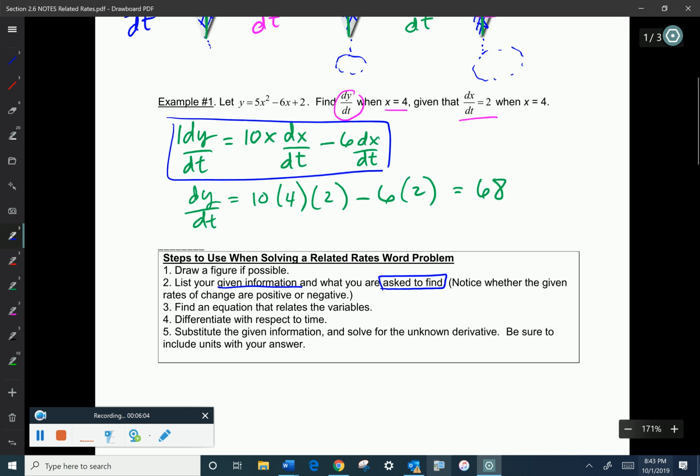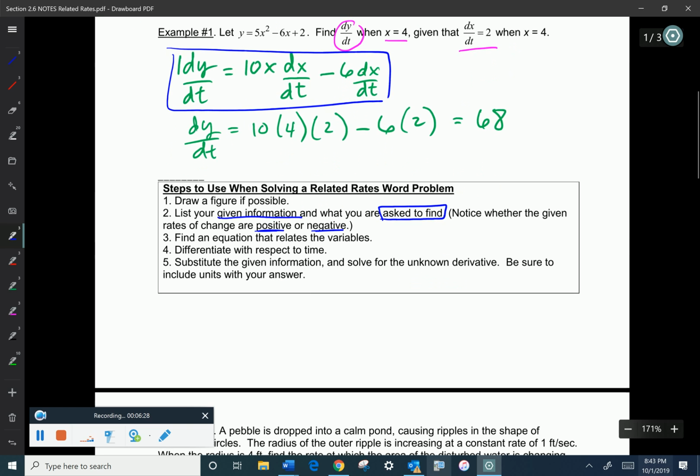So many people don't do that, and then they come to me and say, I don't know how to get started. Well, the reason you don't know how to get started is because you don't know what you're trying to find. That always tells you how to get started. Keep in mind whether or not your rates of change are positive or negative. That's important. And then we'll follow these other steps, but let me take you through a particular problem as we go through those steps.